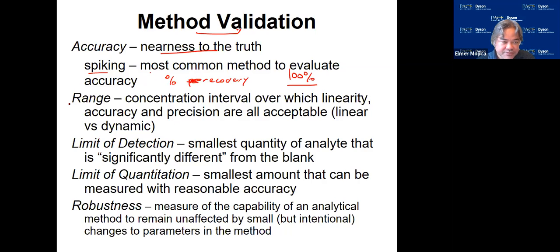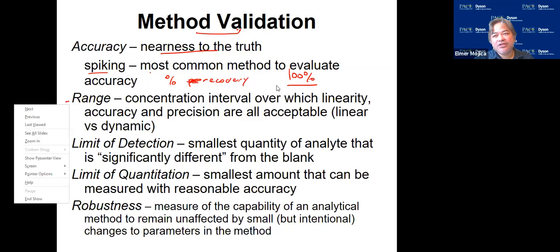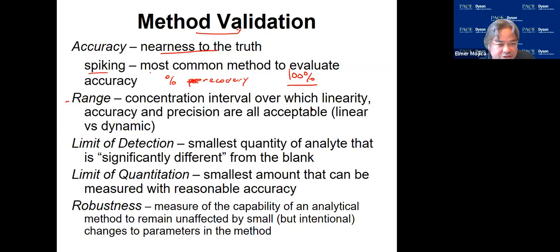Range. Not all methods when you develop them can be applicable at different concentrations. Some of them are just applicable in a certain range. So range is the concentration interval over which linearity, accuracy, and precision are all acceptable. Remember what I told you about Beer's law? Like that one. So you could say your method is just applicable within this range. Over that range, it is not applicable anymore.